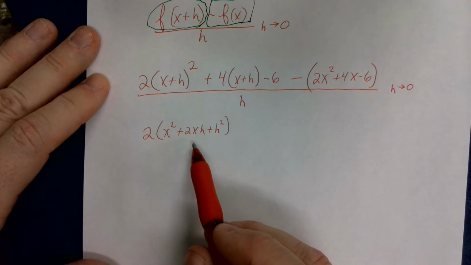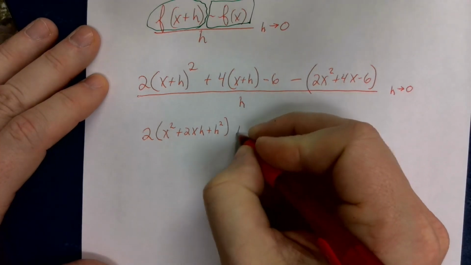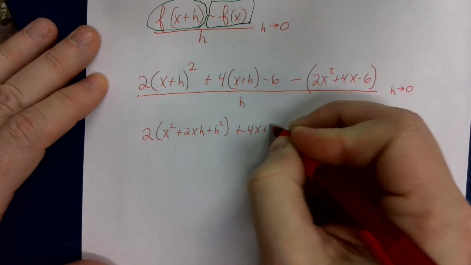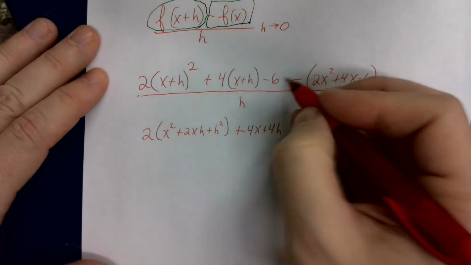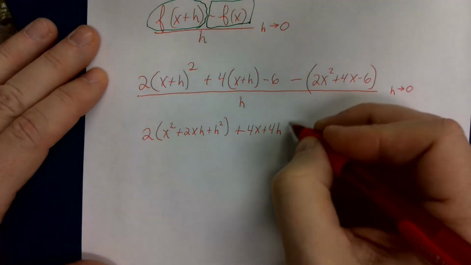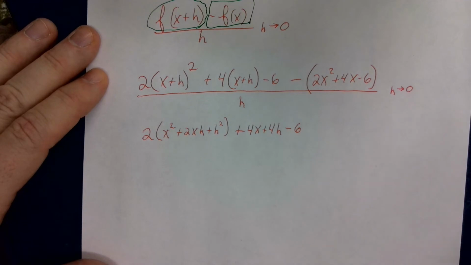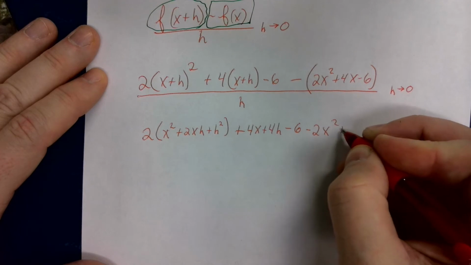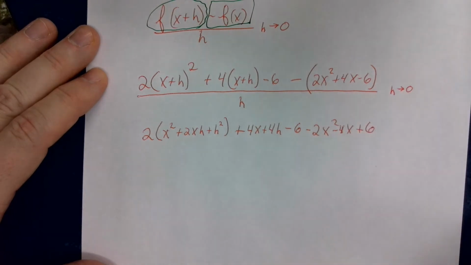Is there anybody not sure where that's coming from? Speak now. Awesome. So next, I have 4 times this quantity, so I'm going to do plus 4x plus 4h. Is that okay? Does the 4 distribute to the negative 6? Nope. So I got a minus 6. Can this negative distribute to everything inside this parentheses? Yes. Okay. So negative 2x squared minus 4x plus 6.